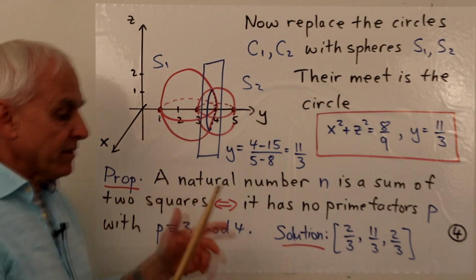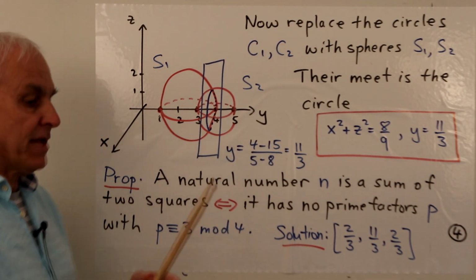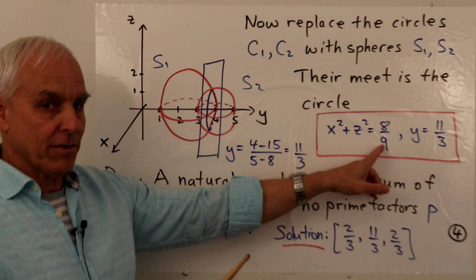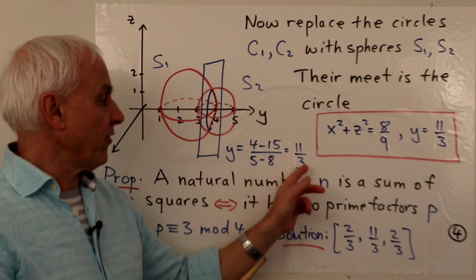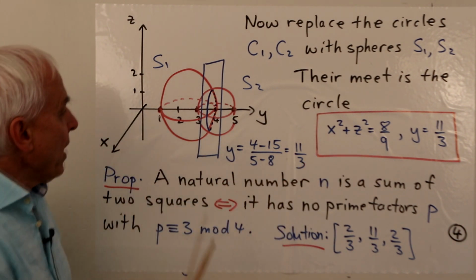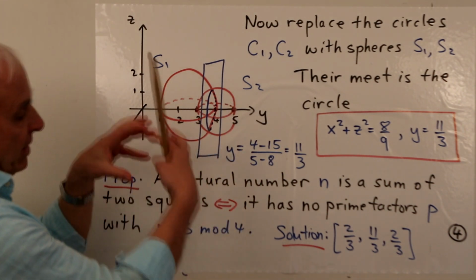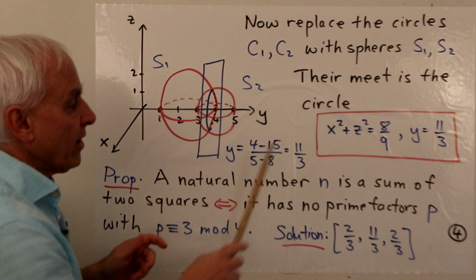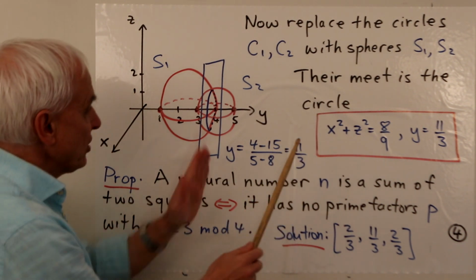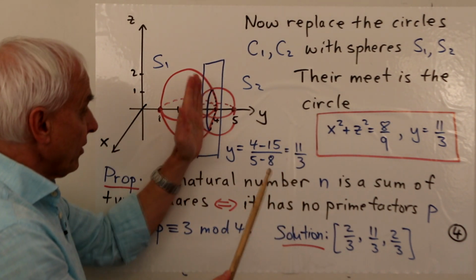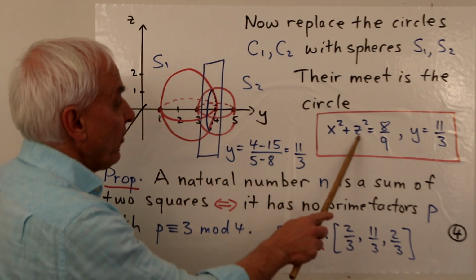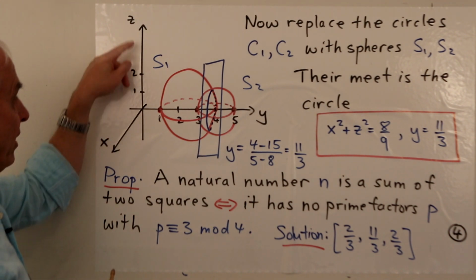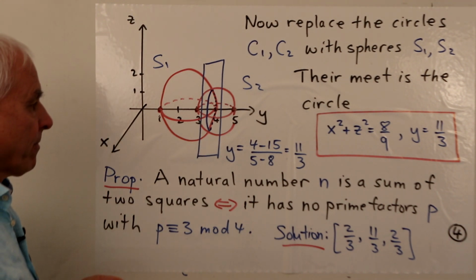And that number that we needed to take a square root of, which was 8, the denominator was this thing here squared, so that's 9. So this circle, which is now representing the potential meet of these two spheres, is given by the two equations: y equals 11/3, that's the plane, and x squared plus z squared equals 8/9, x being in this direction, z being in this direction.